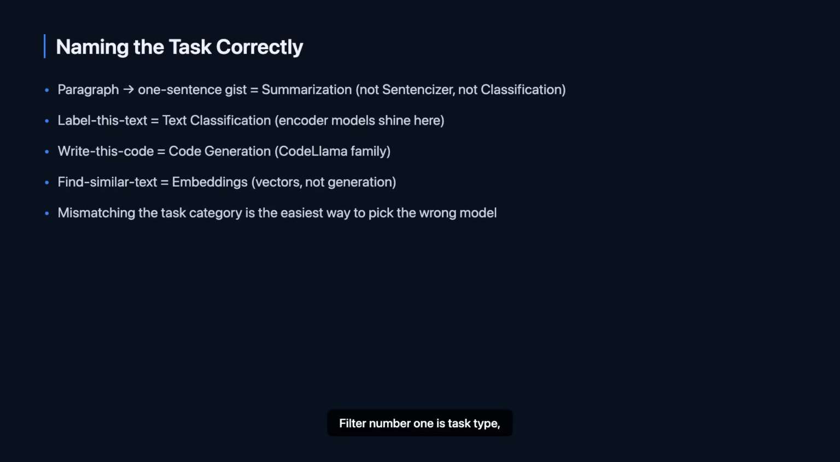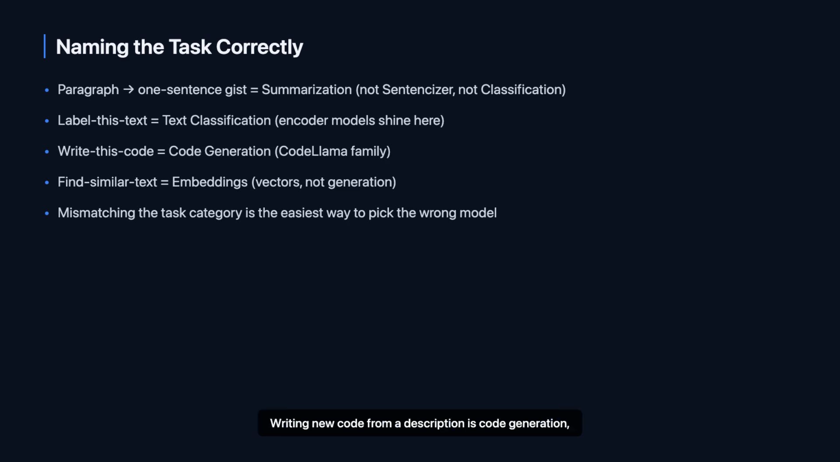Filter number 1 is task type, and naming the task correctly is harder than it sounds. Compressing a paragraph into a 1-sentence gist is summarization, not a sentence-sizer, which just splits text on punctuation, and not classification, which assigns a label. Assigning a label to a piece of text is text classification, and encoder models like BERT are excellent at it.